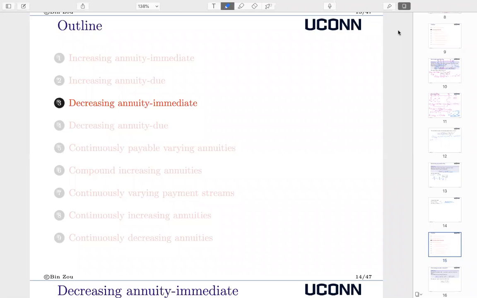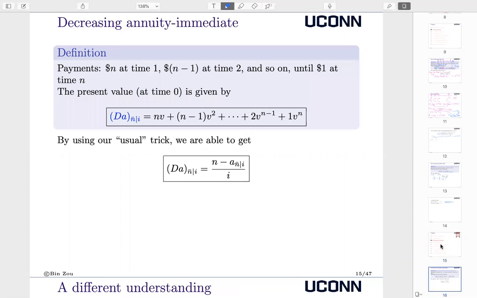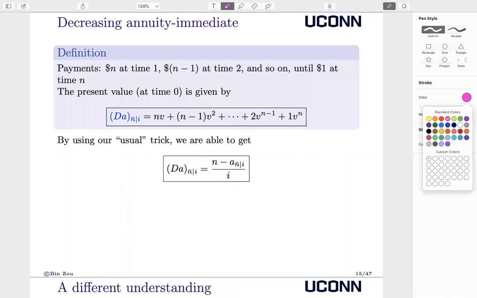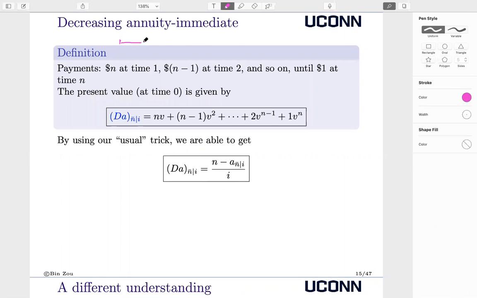You start with n dollars, let's say at time 1, and then you go down to n minus 1 at time 2, and so on until at time n you get $1. So it's exactly the reverse order of the payments we saw before in the increasing case. So what I mean is, when you draw the timeline, the first type we study is annuity immediate.